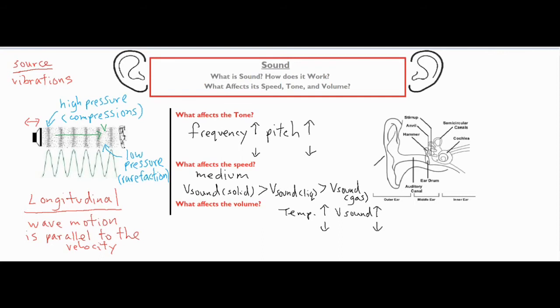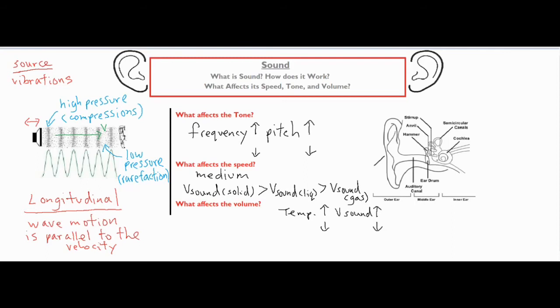So you can't change the pitch of your voice, and you can't yell louder. That's not going to change how quickly the sound wave travels from point A to point B. It's all dependent on the medium. So what kind of matter is the sound wave traveling through?